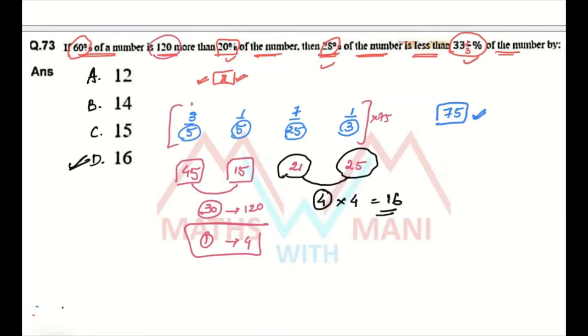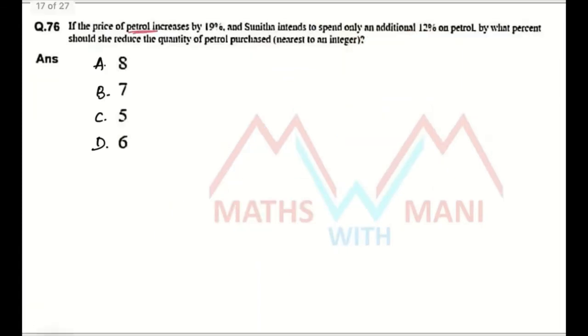Clear? If the price of petrol increases by 19% and Sunita intends to spend only an additional 12% on petrol, by what percent should she reduce the quantity of petrol purchased, nearest to an integer?